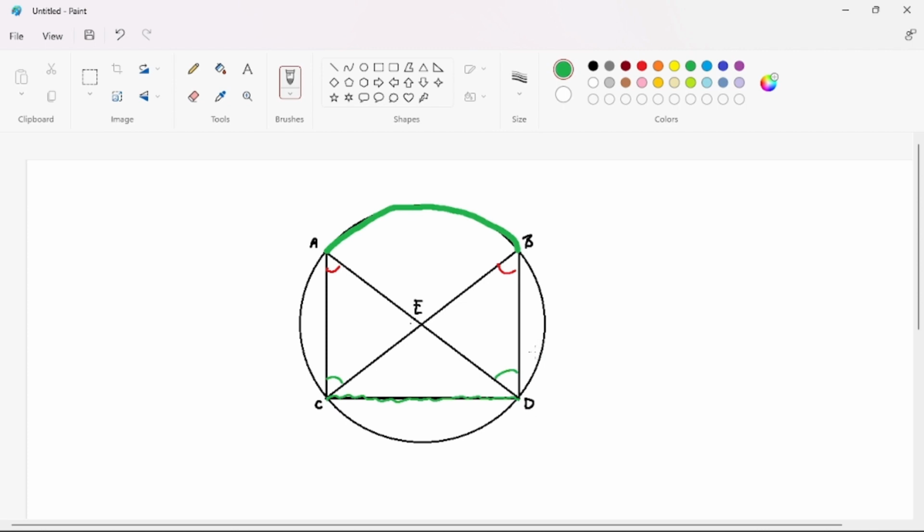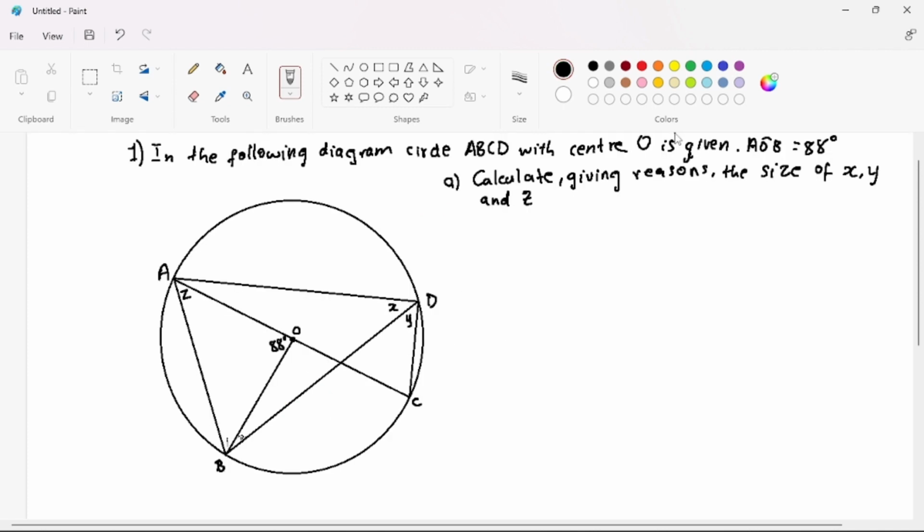So let's jump on to one of the practical questions and let's see how this theorem affects our understanding of Euclidean geometry. Okay, my Level 7 Pioneers, remember the procedure. We are going to read the statement, analyze the diagram, and then we can start reading the question. So they are saying in the following diagram, circle ABCD with center O is given. Angle AOB is equal to 88 degrees. That's our statement, and I feel like they included everything on the diagram.